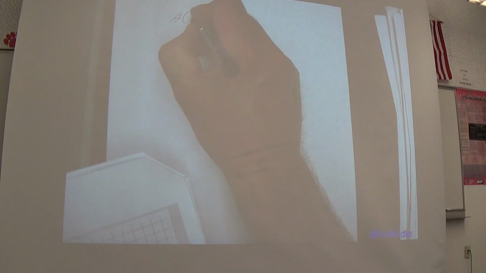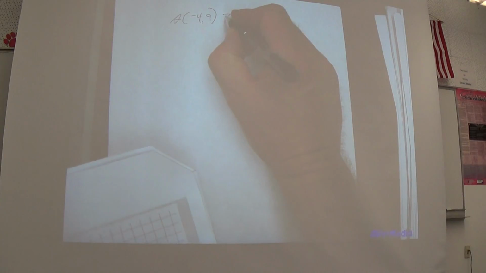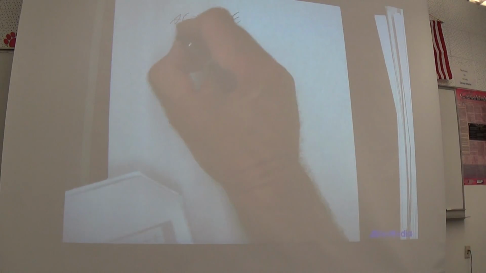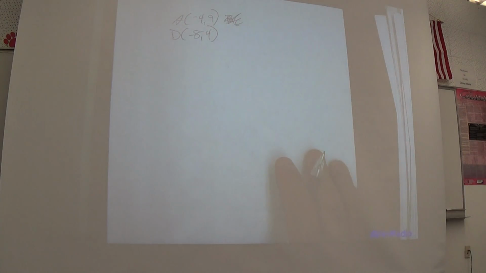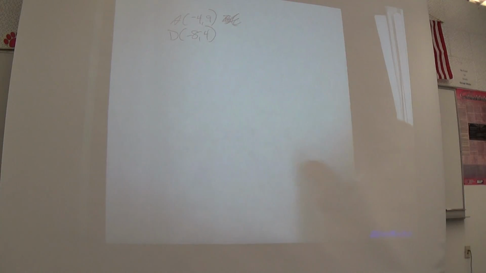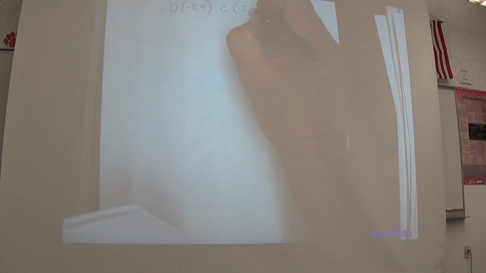So here are the two points. A is the point -4, 9, and D is the point -8, 4. We did D and C. What did you do, D and C? Well, let's start over. So D was the point -8, 4, and C was the point -2, -2.